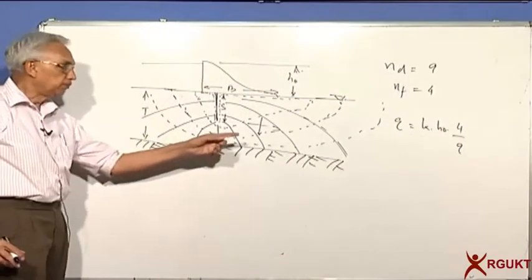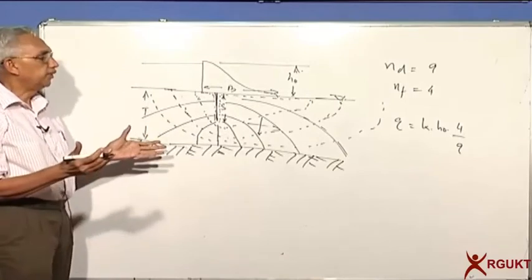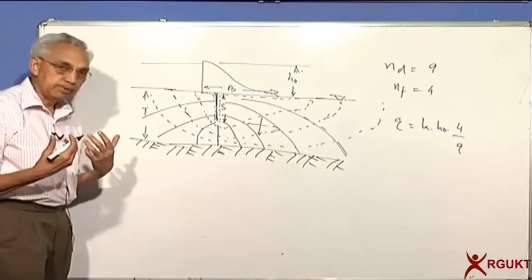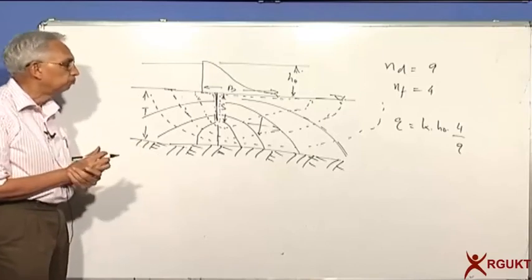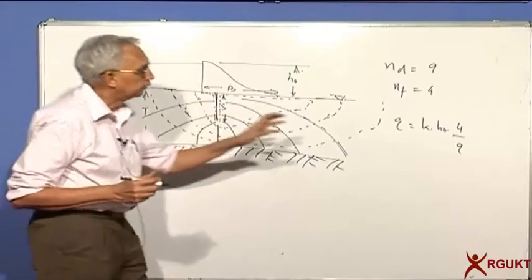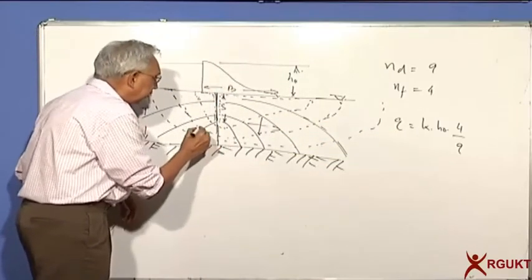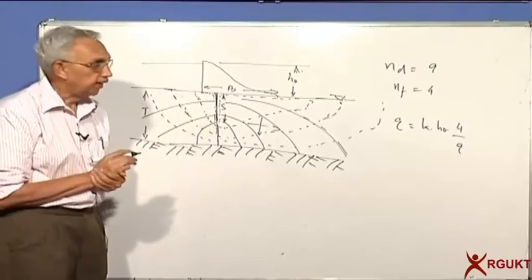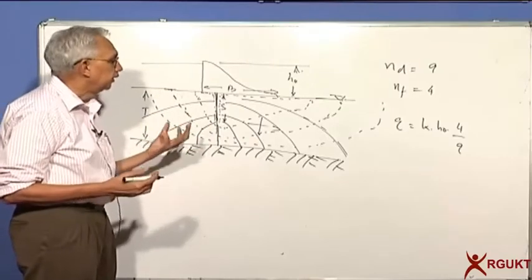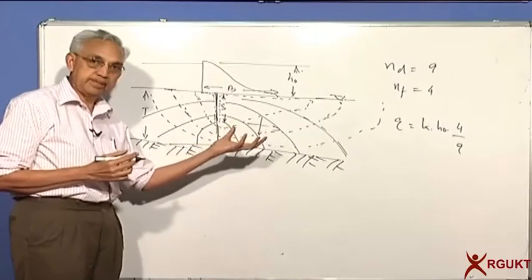The number of drops is 9 and the number of flow paths are 4. So straight away you are able to calculate the amount of discharge through this medium. And if you find that this discharge is too high, you can immediately take it down and then draw the flow nets, and then you will suddenly see that you may have to increase the number of drops, which means the discharge will decrease.